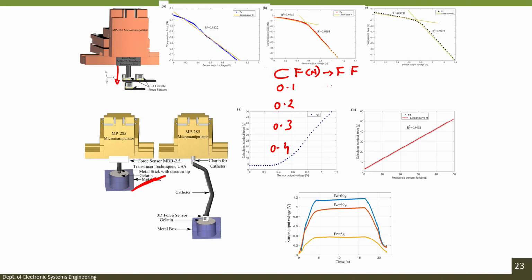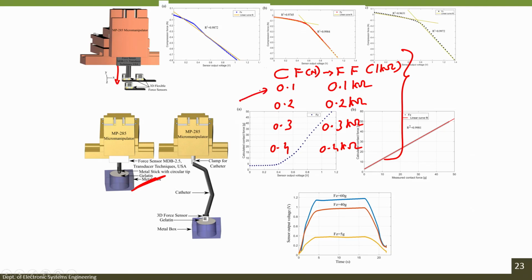Now, when I am applying 0.1 Newton, I am looking at a change in resistance. So, let us say the base resistance is 1 kilo ohm. The new value is 1.1 kilo ohm when applying 0.1 Newton. So, what is the change in resistance? About 0.1 kilo ohm. If it is linear, then for 0.2 Newton I will have a change of 0.2 kilo ohm, for 0.3 Newton I will have 0.3 kilo ohm, and for 0.4 Newton I have 0.4 kilo ohm. Now, I know that whenever my sensor is changing from 1 to 1.1 kilo ohm, that means the force it is experiencing is 0.1 Newton.